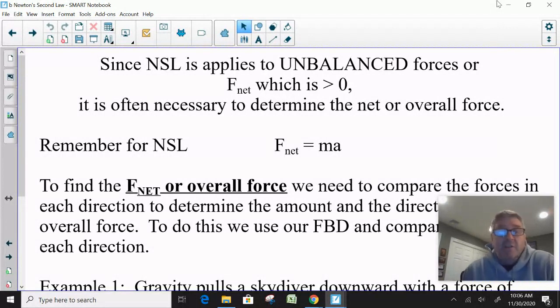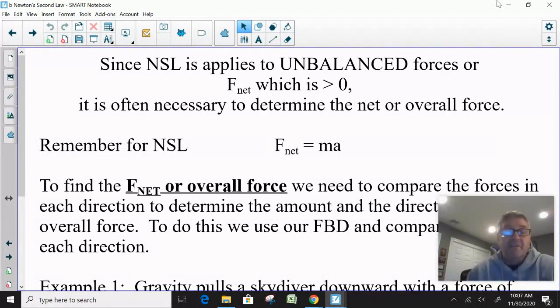So we like to teach you to think about, are the forces balanced or unbalanced? Is the object keeping on doing what it's doing, or is the object accelerating? So the second law looks at unbalanced forces. Another way of saying that is the net force. When you add up all the forces, they don't add up to zero. So there's a net force that's greater than zero.